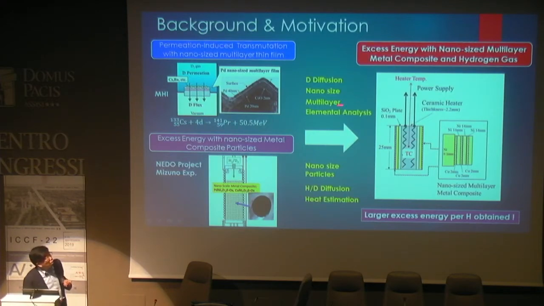And combining these factors, we developed a new experiment to study excess energy generation with nano-sized multilayer metal composite and hydrogen gas like this. And using this new method, larger excess energy per hydrogen was obtained.